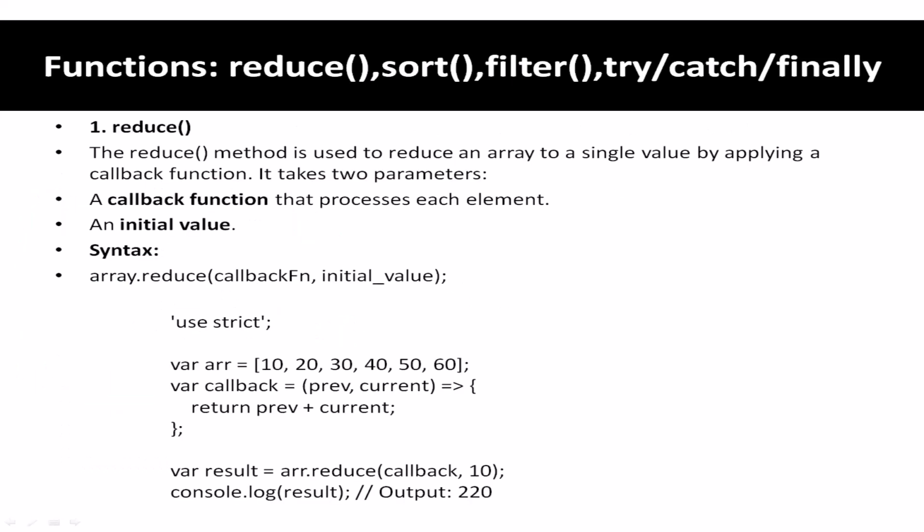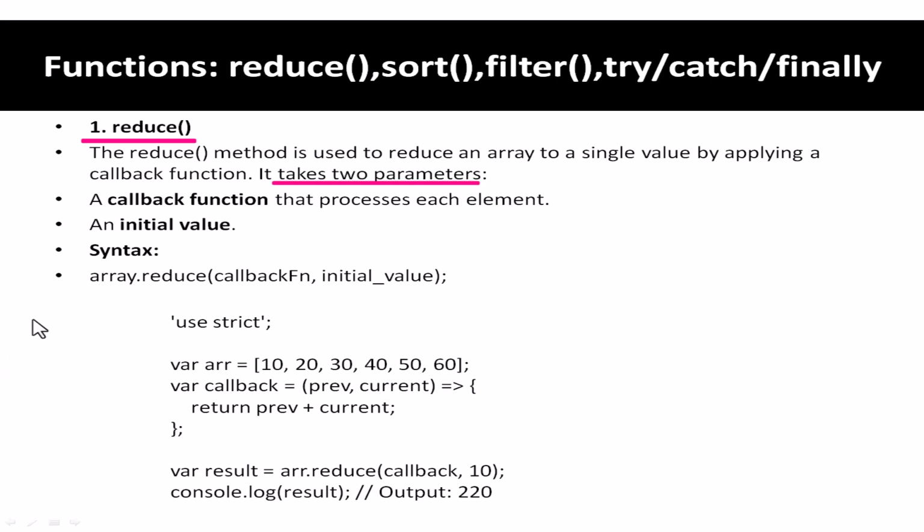Next, the other functions are reduce, sort, filter, and the try, catch and finally block. Let us consider reduce. What is the purpose of reduce? The reduce method is used to reduce an array into a single value by applying a callback function. It takes two parameters. An array may have multiple values, but the callback accepts only two values as arguments.